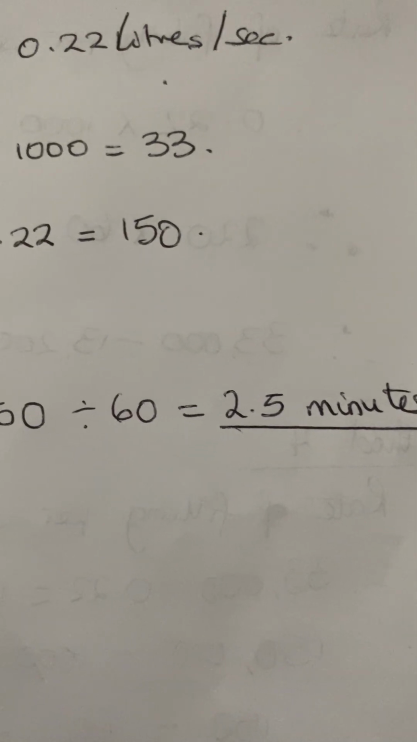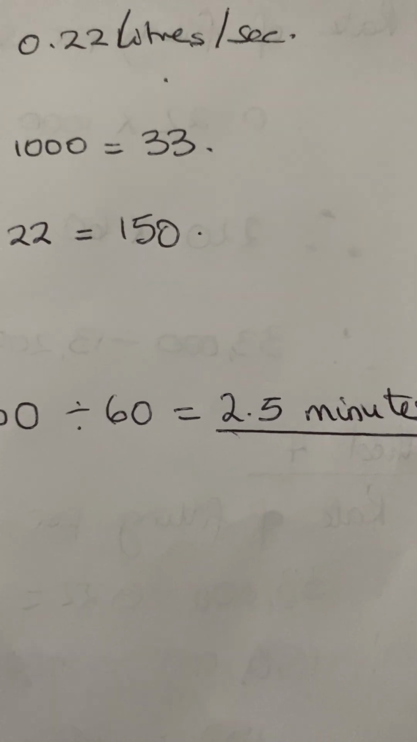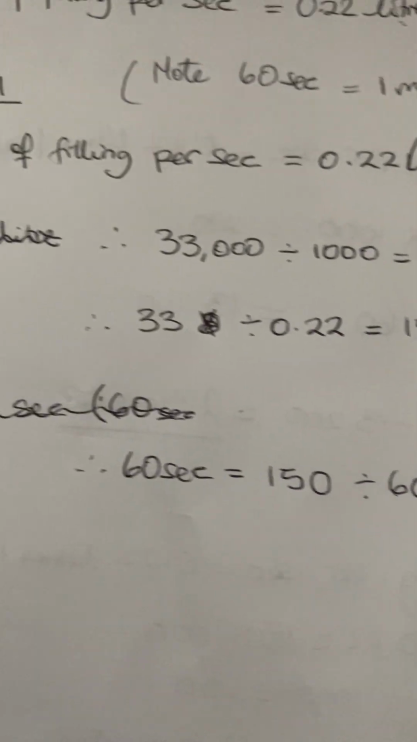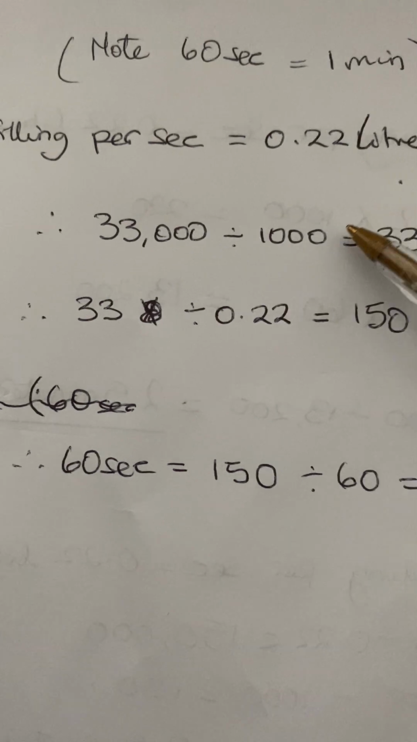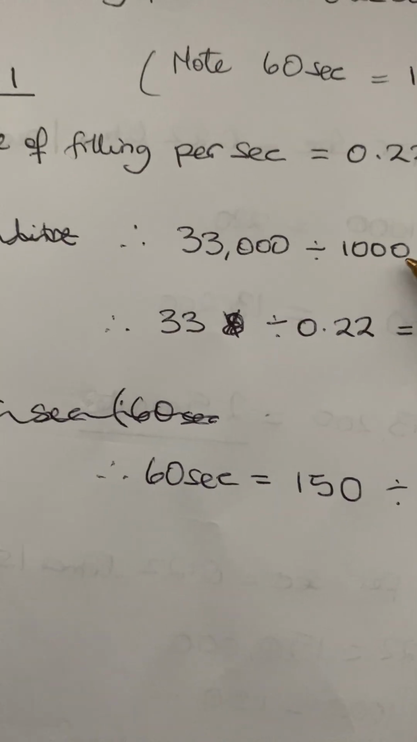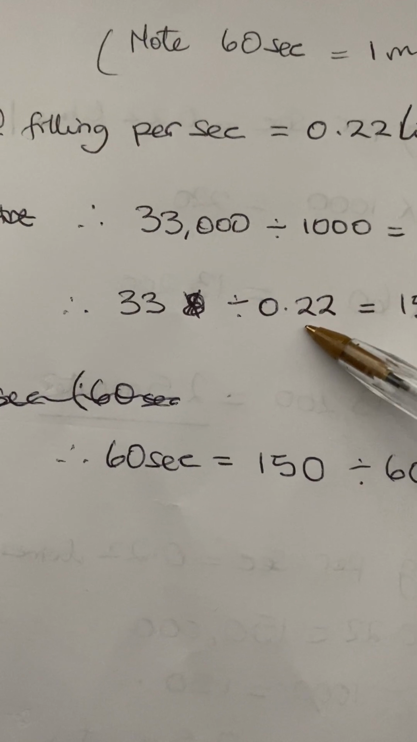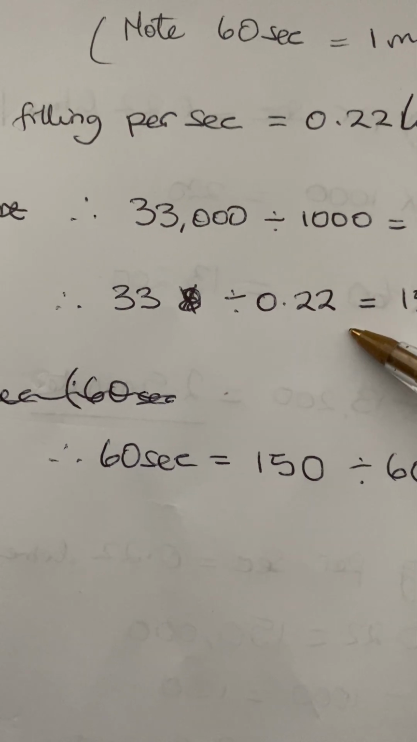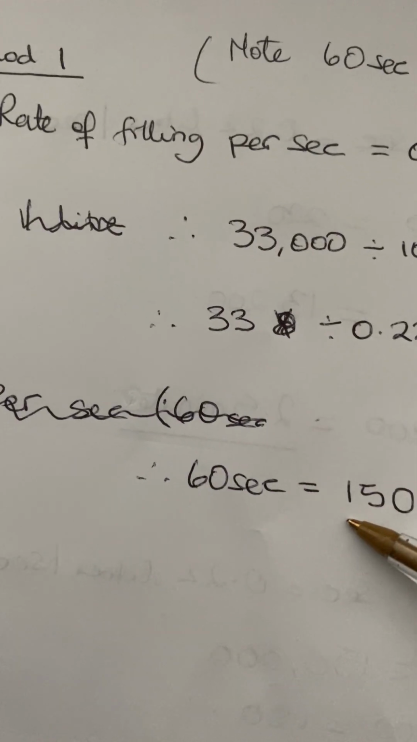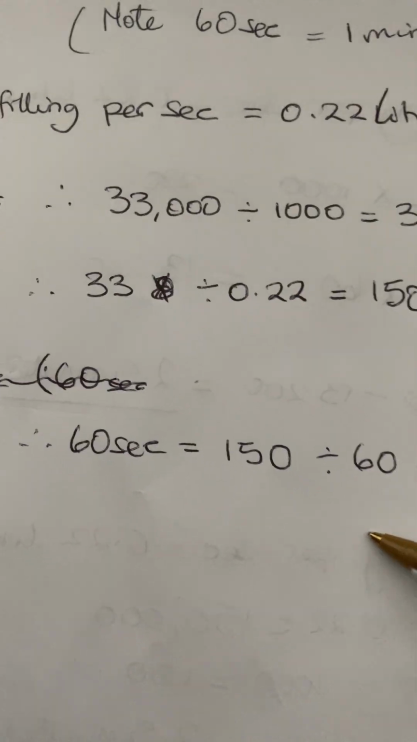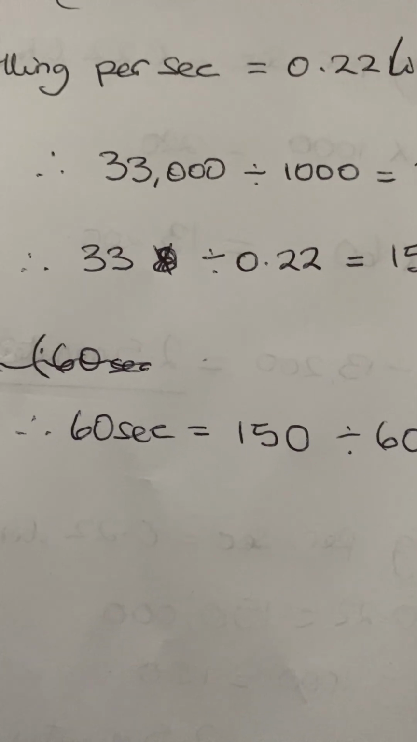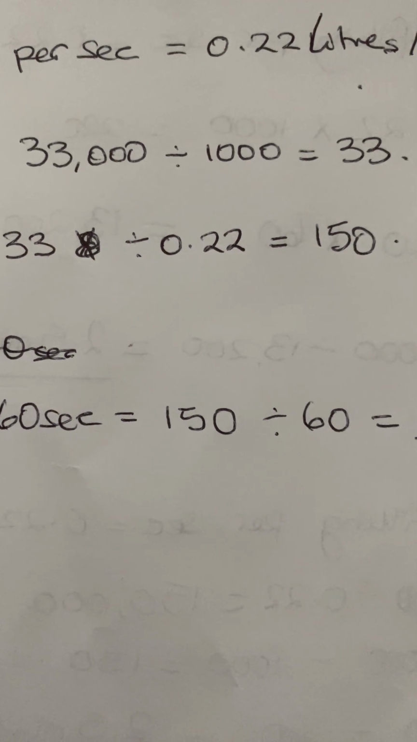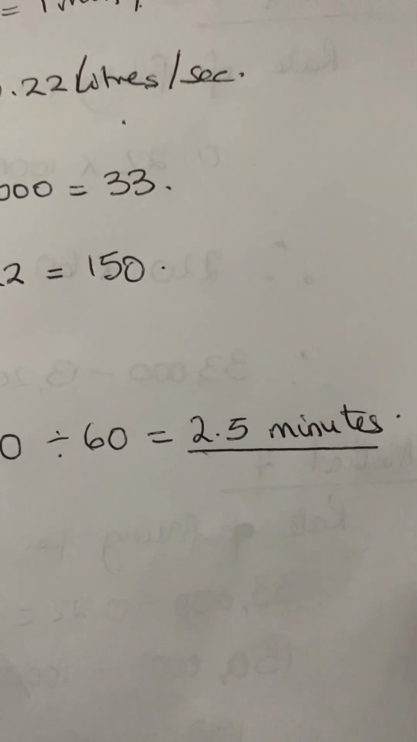This is the first method that you can do: using the volume and the liters, divide, then use the per second rate, and then divide by how many seconds there are in a minute.